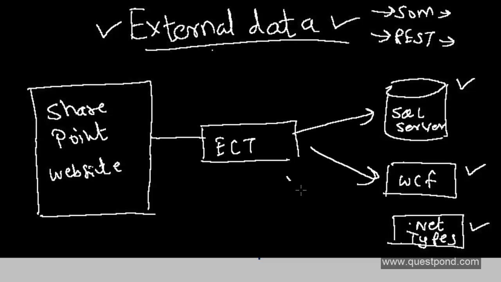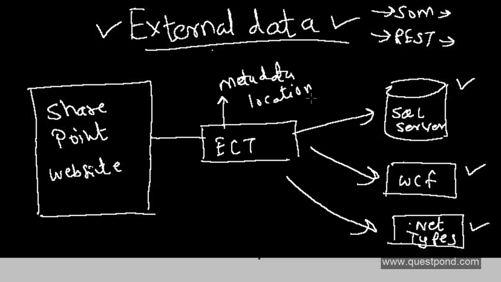External content type is a metadata which talks about where this external data source is currently located. So it talks about location, the structure of the data source, and mapping. Mapping means how we can map the external fields of the storage to the internal fields of the list in SharePoint. So the first step to connect to external data sources using BCS is to define an ECT.